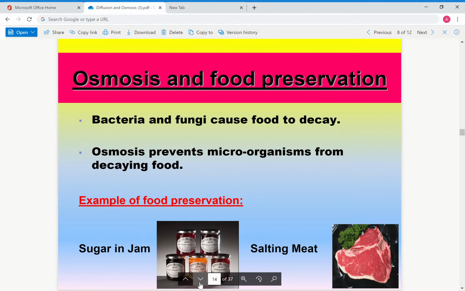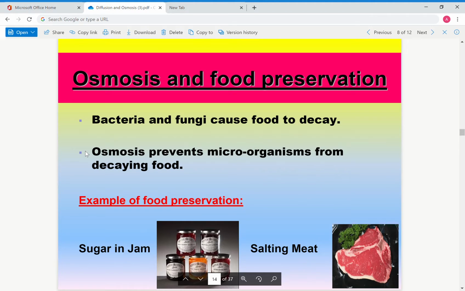Okay. Now, when we look at things like osmosis, we can actually use them to our own benefit. Before things like refrigeration existed, we used to use osmosis to preserve food. It says that bacteria and fungi cause food to decay, and osmosis prevents microorganisms from decaying the food. Two examples there are sugar in jam and salt in meat.